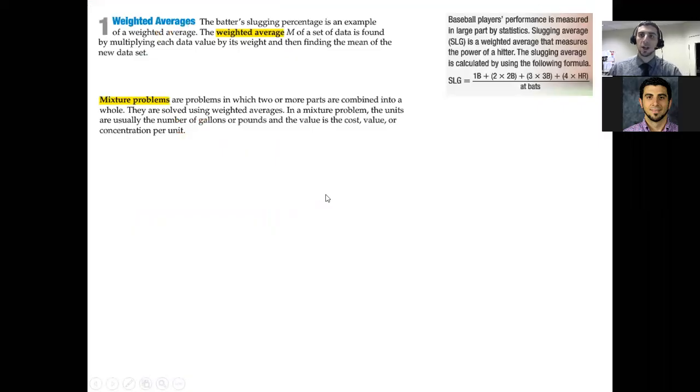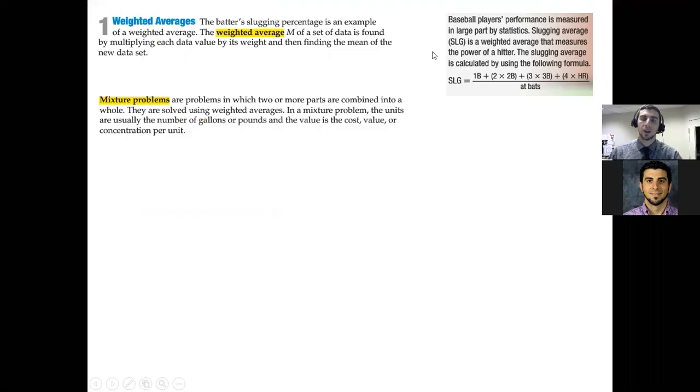At the beginning of this section, there's this little problem. Baseball players' performance is measured in large part by statistics. Slugging average, SLG, is a weighted average that measures the power of a hitter. The slugging average is calculated by using the following formula: 1B plus 2 times 2B plus 3 times 3B plus 4 times HR, divided by at bats. I'm pretty sure 1B stands for how many singles they got, 2B stands for doubles, 3B stands for triples, and HR stands for home runs. So you multiply and add that all up and divide it by how many times they were at bat, and that gives you their slugging percentage.